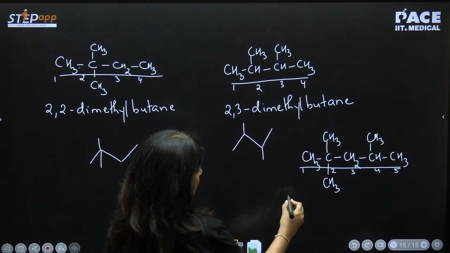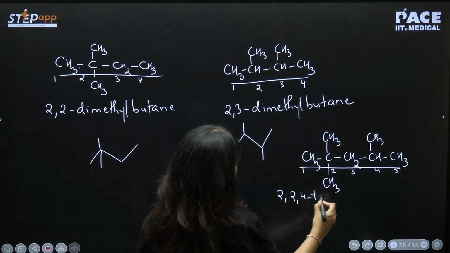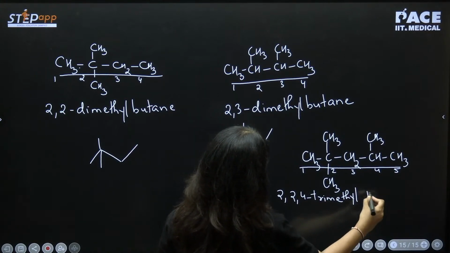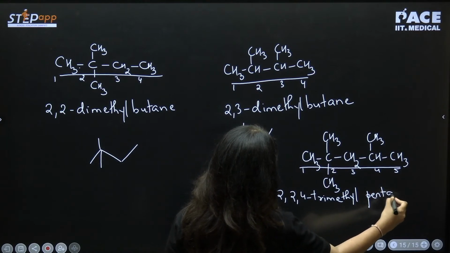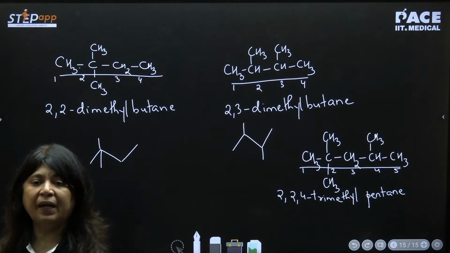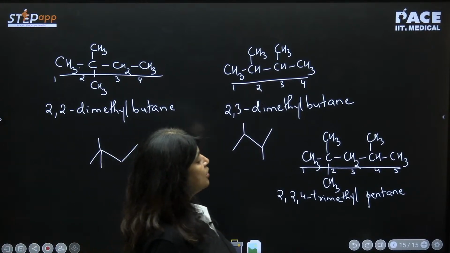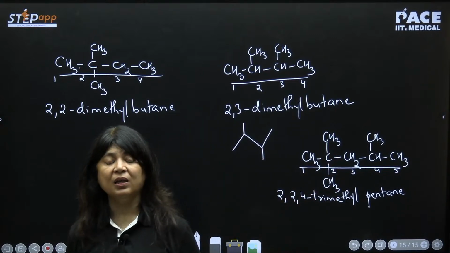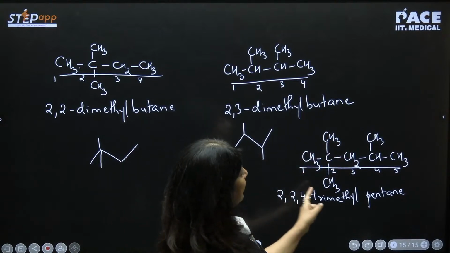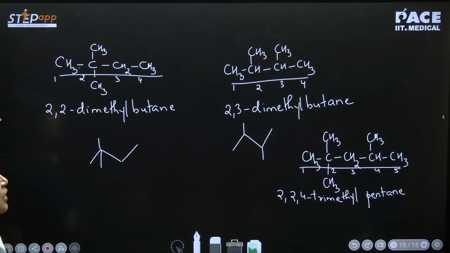So this is 2, 2, 4 trimethyl pentane. 2, 2, 4 trimethyl pentane. This is commonly known as isooctane. Isooctane is petrol. So this is the structure of petrol, which we use as a fuel.